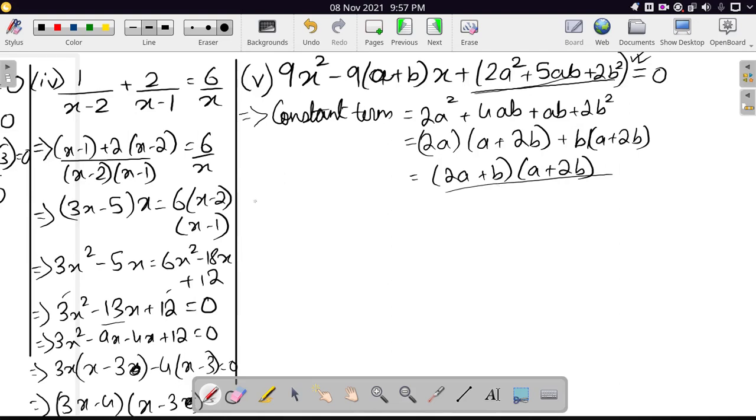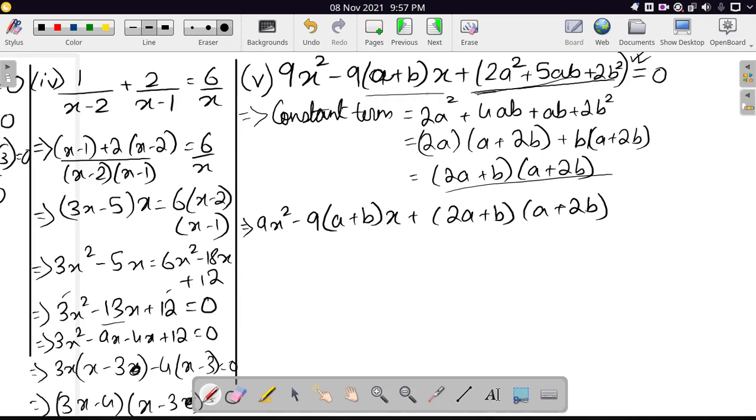So after rewriting the constant term, it will look something like this: 9x² − 9(a+b)x + (2a+b)(a+2b). Whenever you have a complex equation with many terms, if you see that in any part, let it be the constant term part or the leading coefficient part, you can break it up in the middle term factor, we'll just do that. This is done.